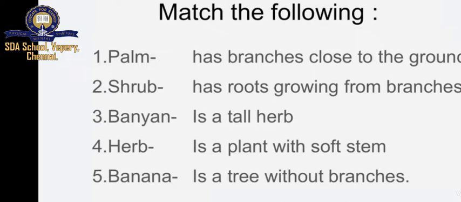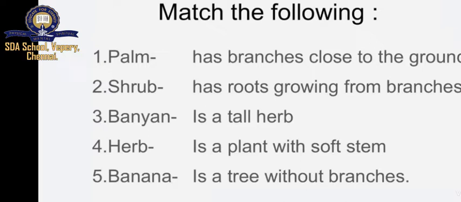First one is palm, second one is shrub, third one banyan, fourth one herb, fifth one banana. The other side, first option is has branches close to the ground. Second option, has roots growing from branches. Third option is a tall herb. Fourth option is a plant with soft stem. Fifth option is a tree without branches.